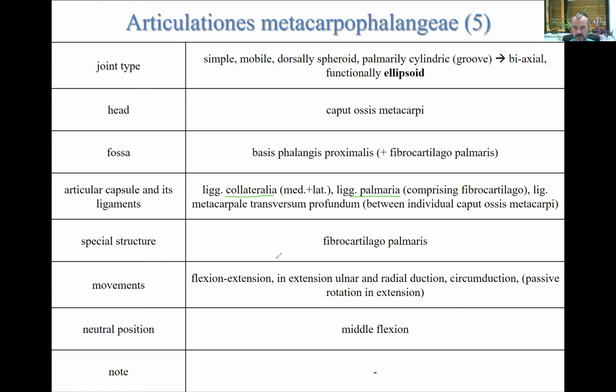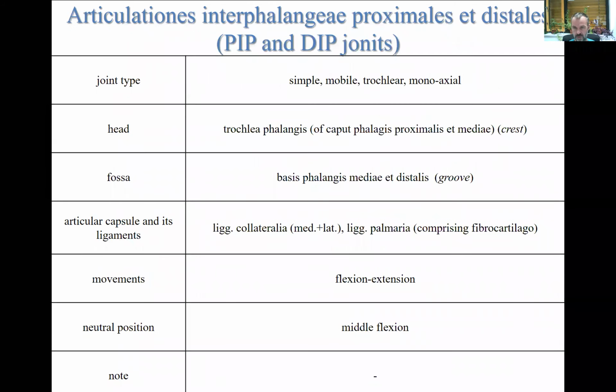So as for the functions: flexion, extension, abduction and adduction, or ulnar and radial deviation, only in extension, not in flexion, and of course circumduction is possible. So this is for the metacarpophalangeal joint.